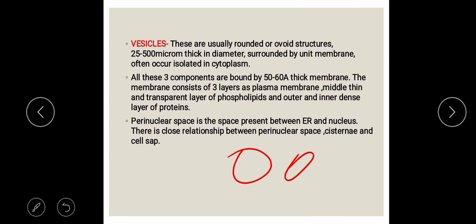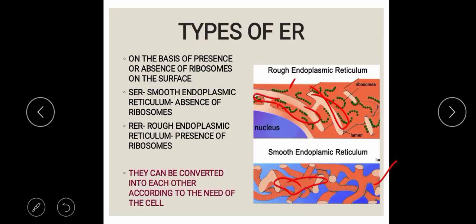Perinuclear space is the space present between the endoplasmic reticulum and the nucleus. There is a close relationship between perinuclear space, cisternae, and cell sap.